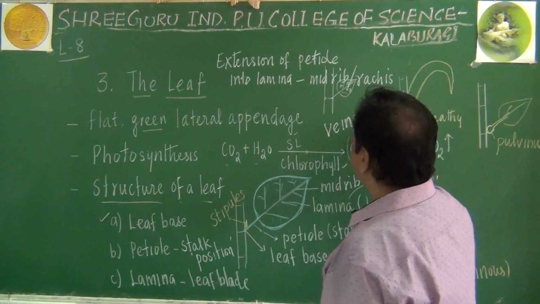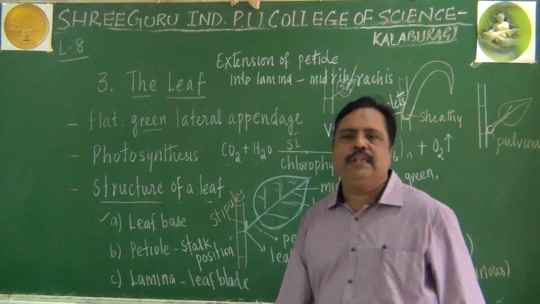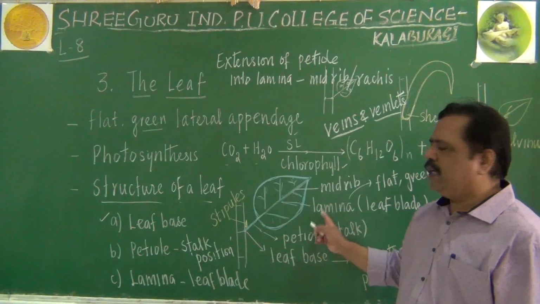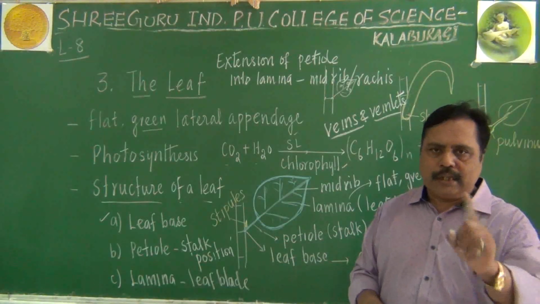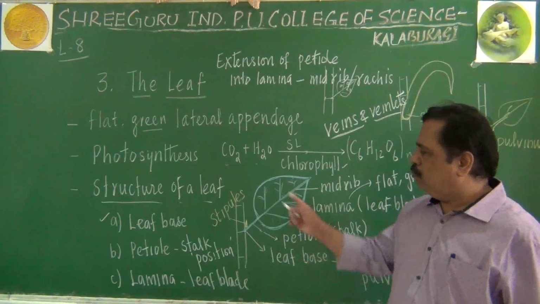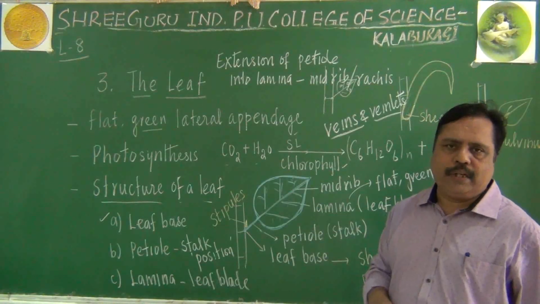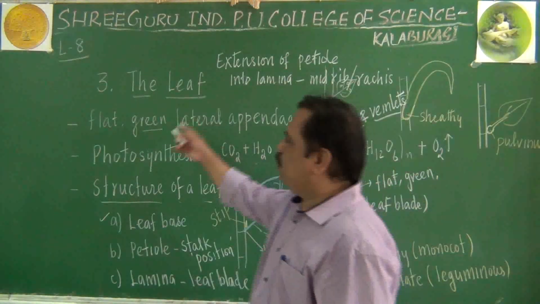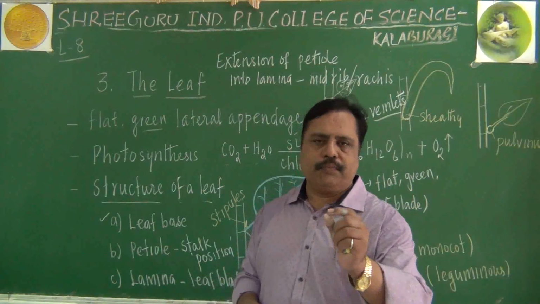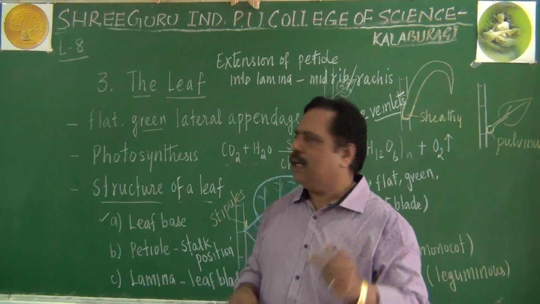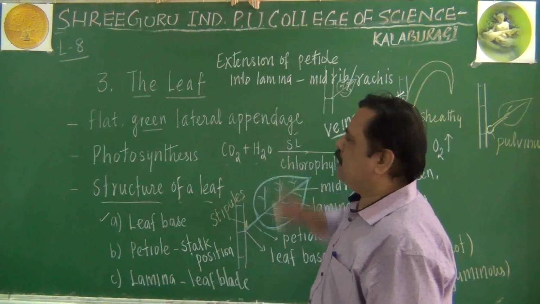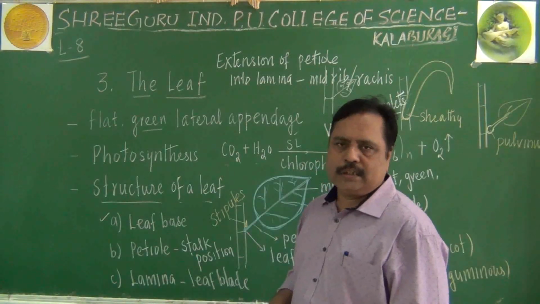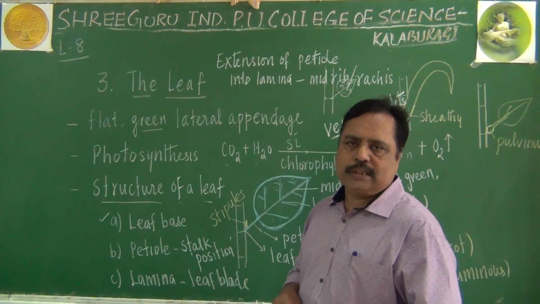Do you get my point? Where do we find veins and veinlets of the leaf? It is found in the lamina of the leaf. Not in the base, not in the petiole, but in the lamina we can find the veins and the veinlets. So dear students, I told you the definition for leaf. It is a flat, green colored lateral appendage. What is the function of leaf? Main function is photosynthesis.